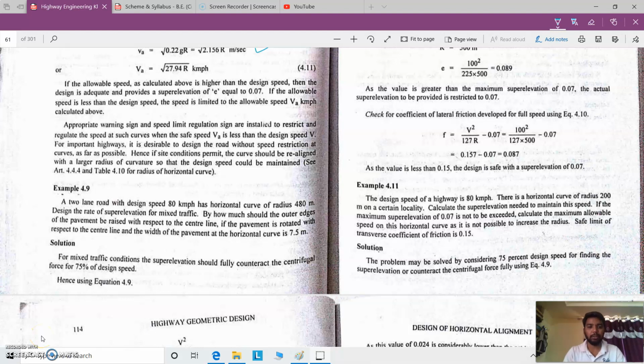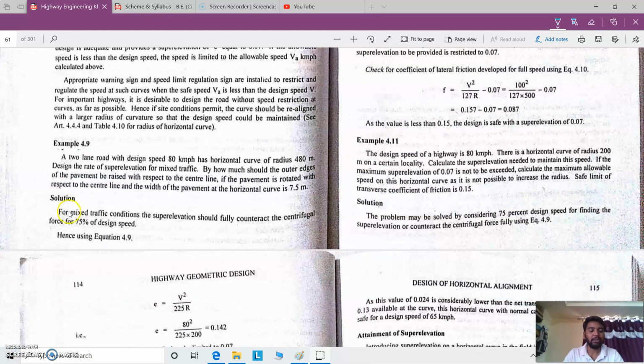Welcome students. Till last class we have discussed the super elevation, analysis of super elevation, and the design steps involved in the super elevation, right? So now in this class I will start discussing the problems involved in the design and provision of super elevation to the highway. So here is the first example on the super elevation.